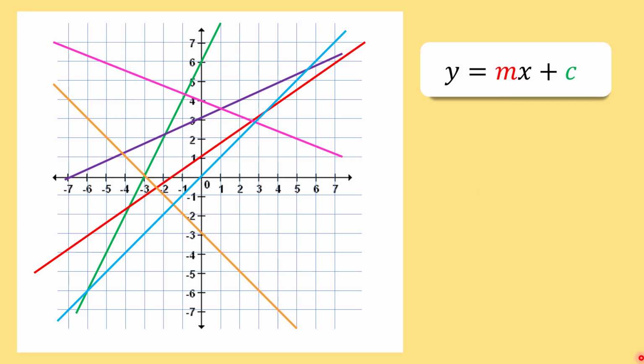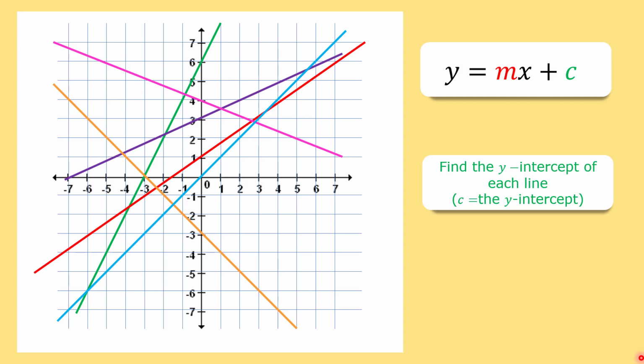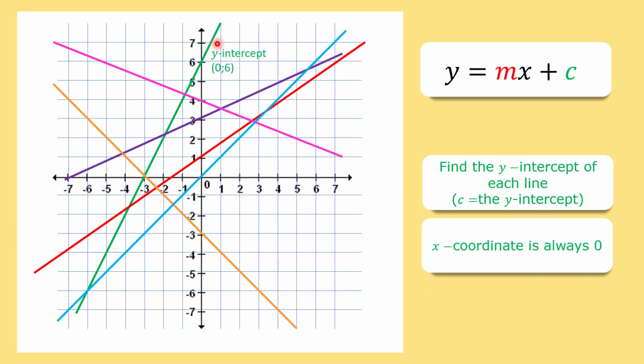Let's first find all the y-intercepts. The y-intercept of each line is exactly that point where the line intersects with the y-axis. The x-coordinate will always be 0. So let's check it out.